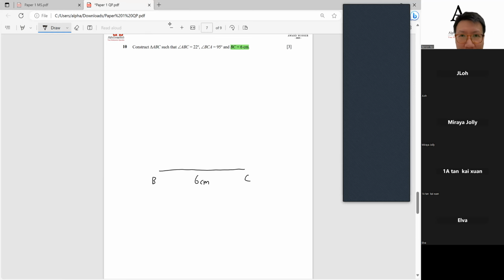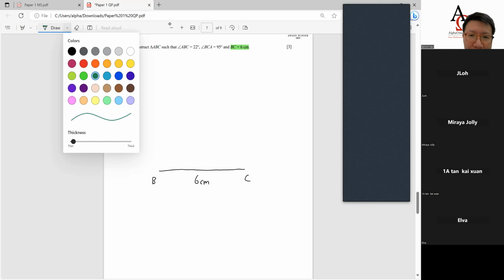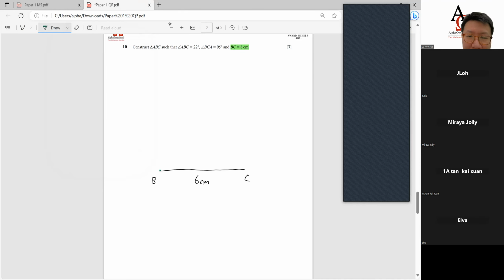Next, after you draw this already, you can go for either one. Okay, I'll go for angle ABC first. It is how many degrees? 22, right? So take your protractor, put it over here, and measure and mark out 22 degrees. It's somewhere here. This is about 22 degrees. Mark it out first. After you mark it out, use a ruler, okay, to cut through the marking and label this as 22 degrees.